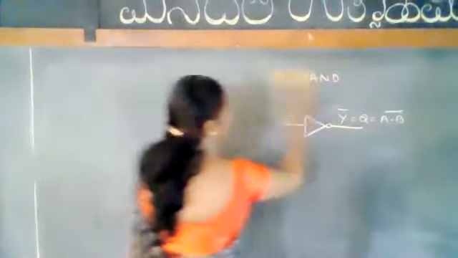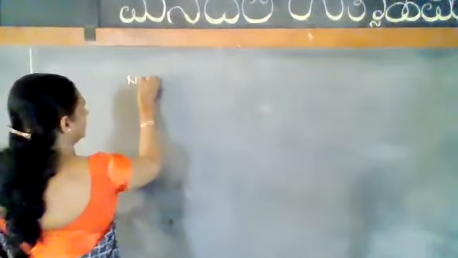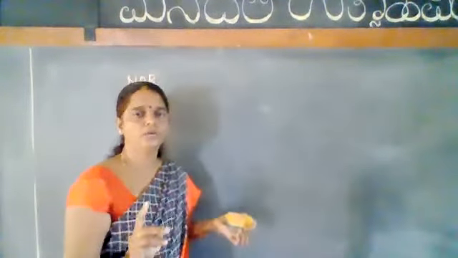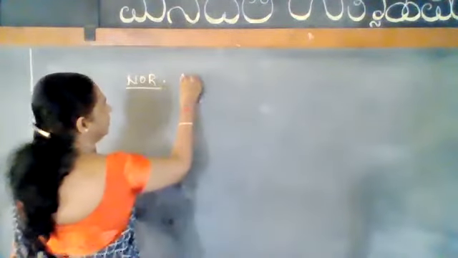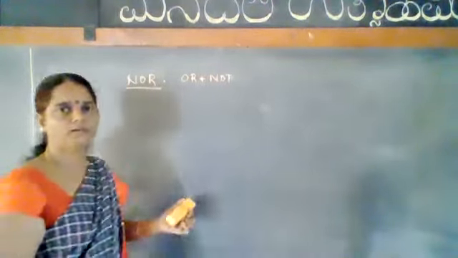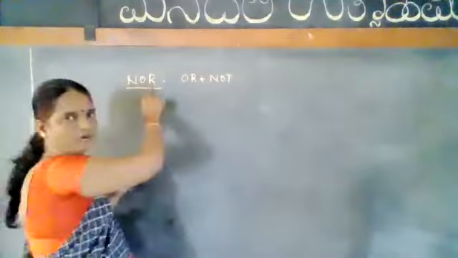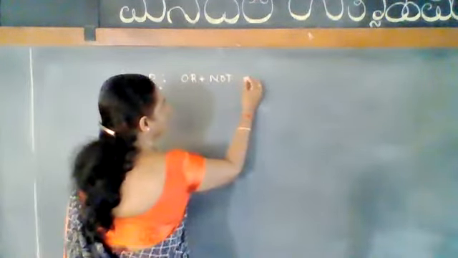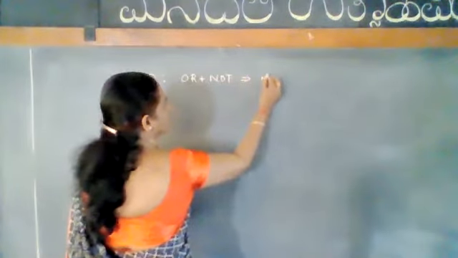NOR gate. So the next gate is NOR gate. Similar to NAND gate, this is also the combination of two basic gates. So it's nothing but OR and NOT. Okay? OR and NOT, or NOT and OR. NOT and OR gives us the NOR gate. So this is NOR.